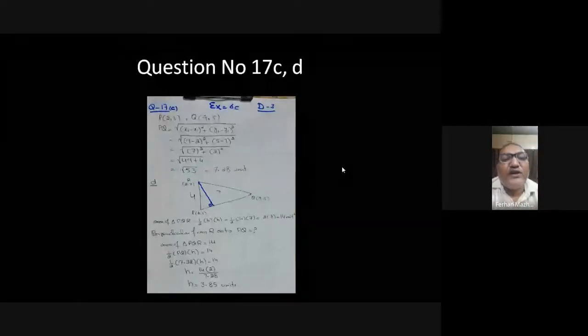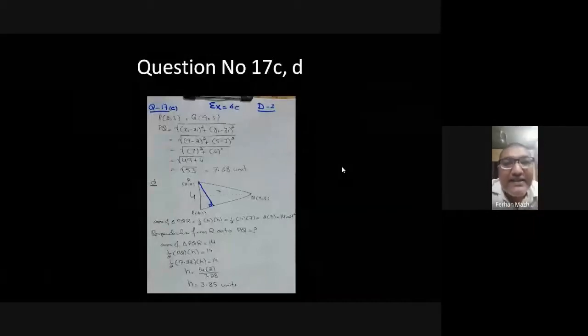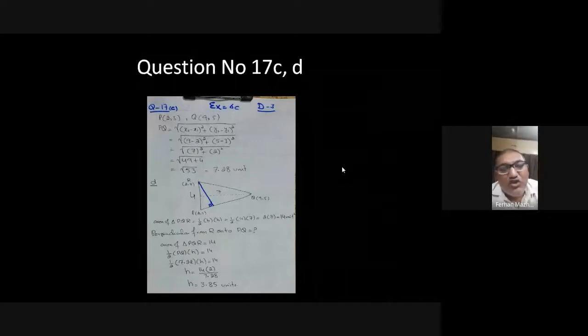If you want to find the length of PQ, P has the coordinates (2, 3) and Q has coordinates (9, 5). So you can apply the distance formula on PQ. You can see on the screen that I have applied the distance formula, x2 minus x1 whole square plus y2 minus y1 whole square. Just put the values of the coordinates of P and Q into that formula, and you will find that the length of PQ is 7.28.